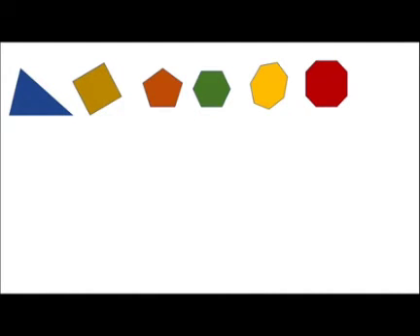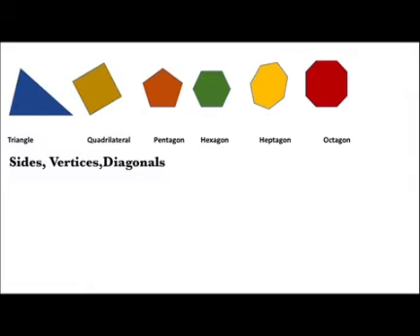A 5-sided polygon is called, can you tell me? It's called a pentagon, is it not? Then a 6-sided polygon is called a hexagon. What is a 7-sided polygon called? It's called a heptagon. And an 8-sided polygon is called an octagon. Okay, so copy down all these names along with the figures. The 3-sided figure is called a triangle, 4-sided is a quadrilateral, 5-sided is a pentagon, 6 sides is a hexagon, 7 is a heptagon and 8 is an octagon.